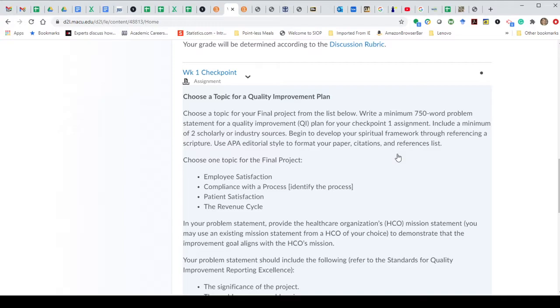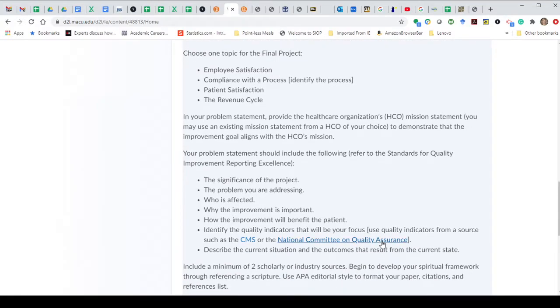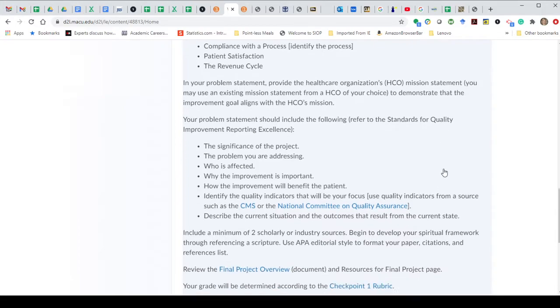And if a topic that I've listed here doesn't fit with that, just let me know, and we can talk through a good choice for what you would want to use your improvement project for. So in week one, you will come up with a problem statement. And these are the elements that should be in the problem statement.